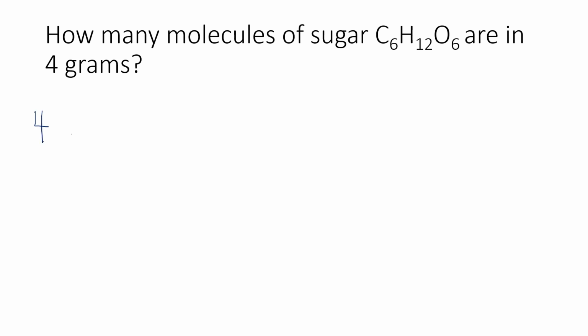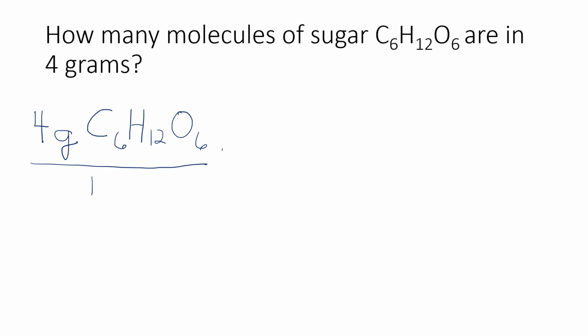So we have 4 grams for the number and the unit, and then the chemical is C6H12O6. I should have picked a shorter one, although I'm getting a little bit better at writing with this drawing tablet. And we're going to place that over 1. The 1 is just there to make it look like a fraction, and so the 1 does not have any units associated with it. Then we're going to multiply what we were given by our conversion factor.